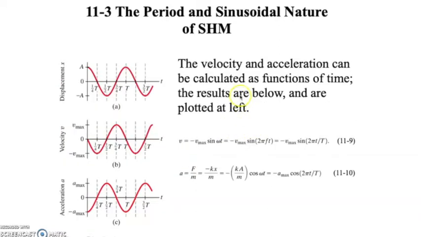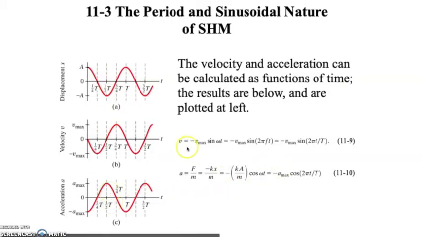The velocity and acceleration can be calculated as functions of time. The results are below and are plotted as left. So here we got displacement, velocity, which is everything shifted over 1/4, and then acceleration, which is just going to be the inverse of the displacement. You can see here how it works. So the equations are here, but here's what I want you to see. So displacement curve, shifted 1/4 over, you can get the velocity curve, or flip it to find the inverse, which would be the acceleration curve.